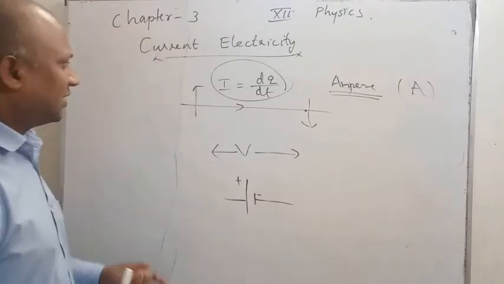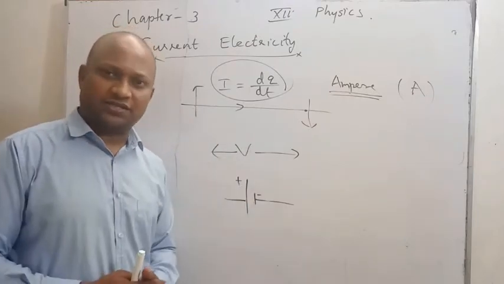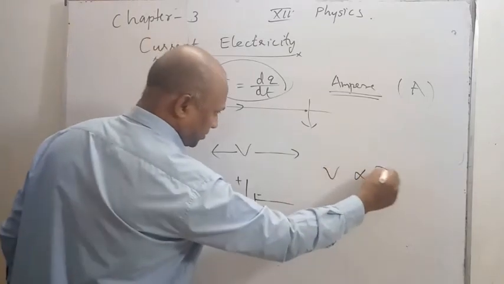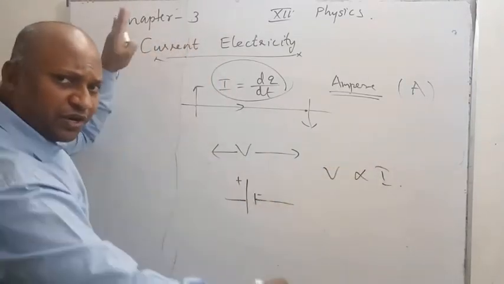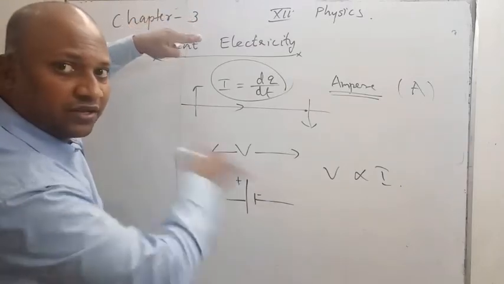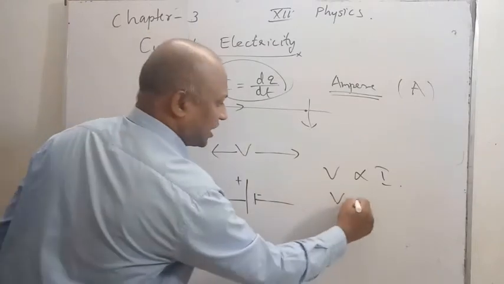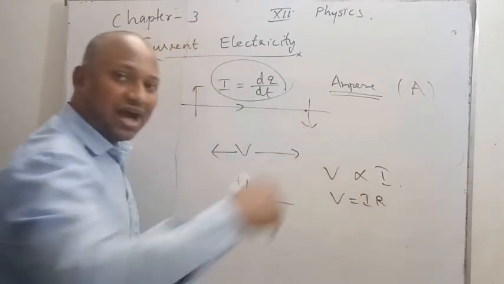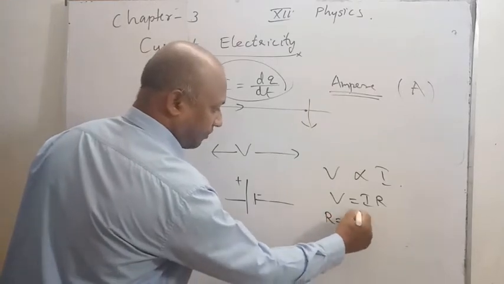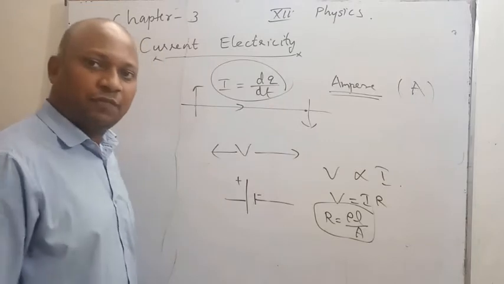So let's go to the very famous formula, that is Ohm's law. We can say that V and I are proportional, because when there is a greater potential difference, there is a greater flow of charge. So V is equal to IR, where R is called the resistance, and you can also write R is equal to rho L upon A, because we have already learned this in class 10th.